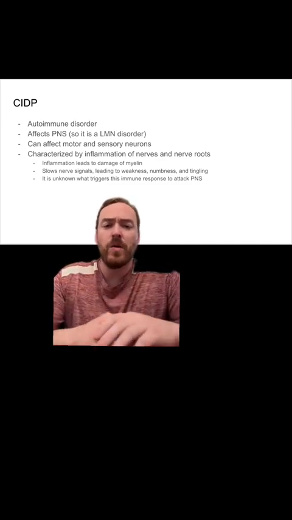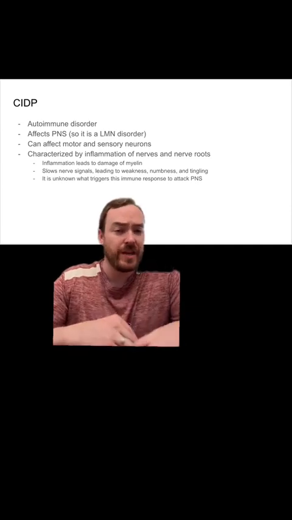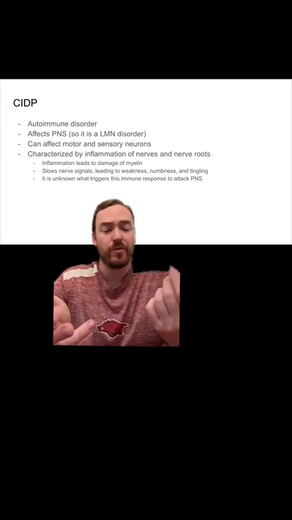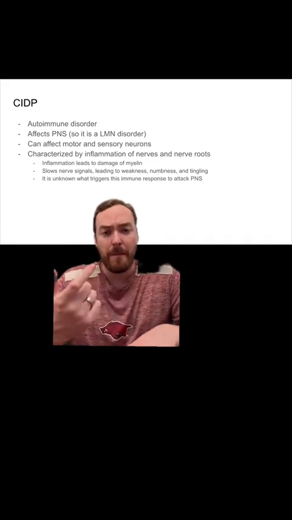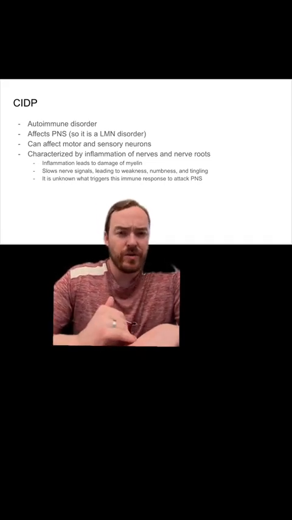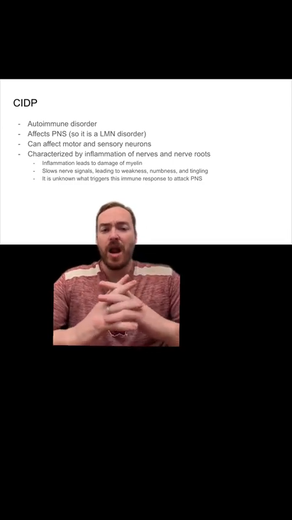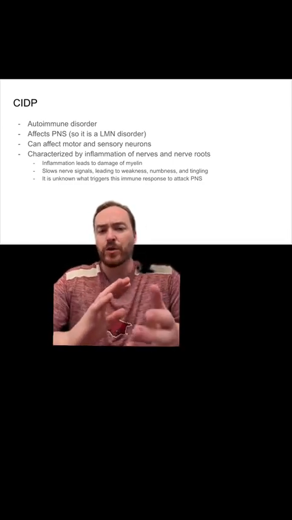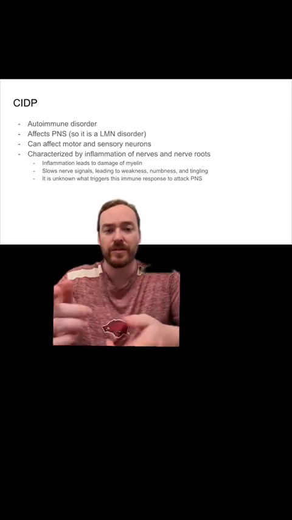It can affect motor and sensory neurons and is characterized by inflammation of the nerves and nerve roots, because that's what makes up the peripheral nervous system. And this inflammation then leads to the destruction of myelin, which then slows nerve signals, leading to weakness, numbness, and tingling. And it is not well understood what actually triggers this autoimmune response to attack the peripheral nervous system.